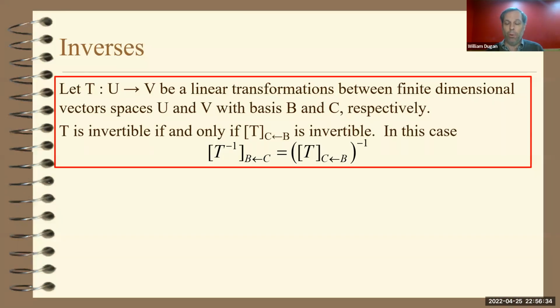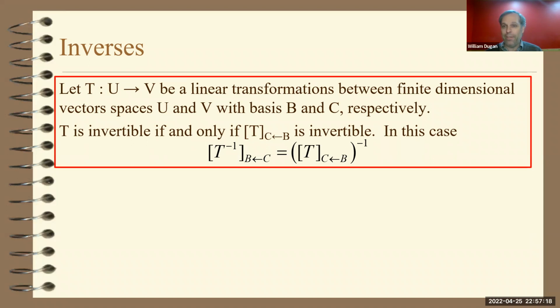So suppose you have a transformation that goes from vector spaces U to V that are both finite dimensional. And suppose they have bases B and C respectively. Then the linear transformation T is invertible if and only if the matrix of T relative to the bases B and C is also invertible. That's a really neat result. And not only that, if it is invertible, I can even tell you what the standard matrix of the inverse is. The standard matrix of the inverse transformation from C to B is the inverse of the matrix of T from B to C. It's really neat.